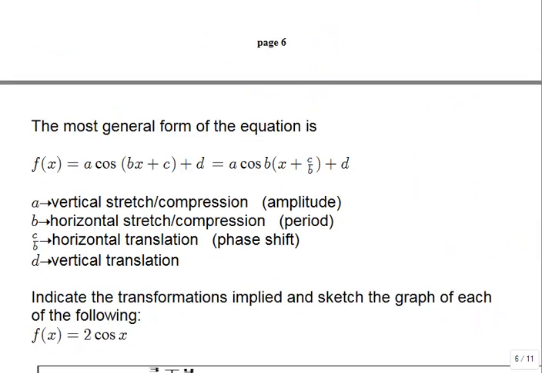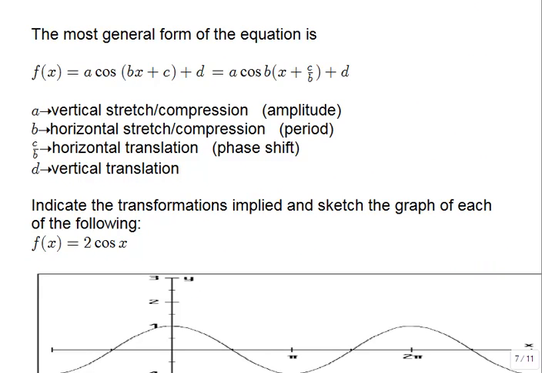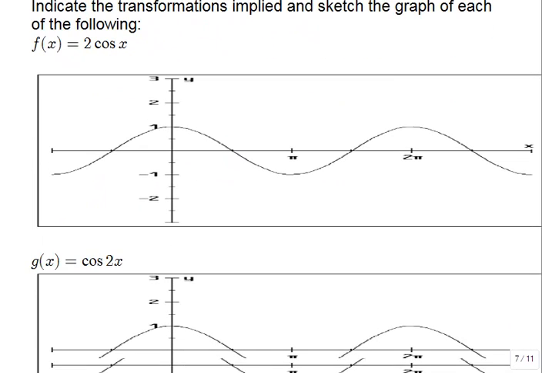Now, just like we had with the sine curve, we can do all those same transformations with the cosine curve as well. So remember, this a out front affects your amplitude. The b that you pull out and factor out from your x affects your period. This leftover fraction, c over b, affects your phase shift. And your vertical translation is this d on the end. So let's try some out here.